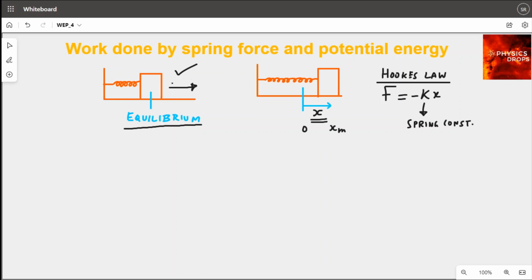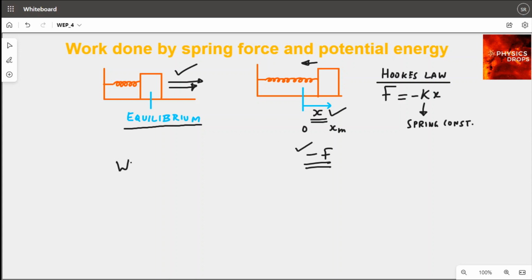So now the force that pulls it in this direction is doing positive work, and the spring tries to pull it back to the equilibrium position. The spring is trying to pull it back to the original equilibrium position, and so the force exerted by the spring is negative. This is a negative force because it's opposite to the direction of displacement. Now let's calculate the work done by this force.